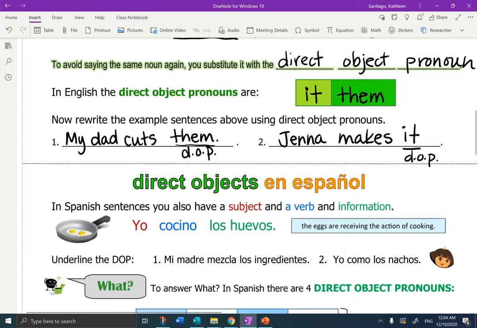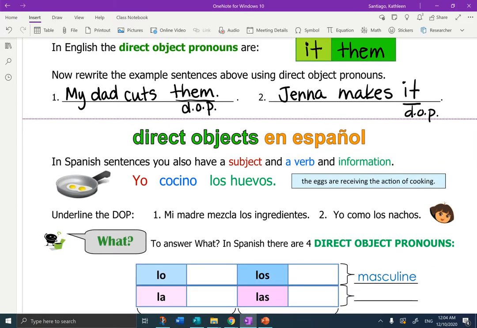Direct objects in Español. In Spanish sentences, you also have a subject and a verb and information. Yo cocino los huevos. The eggs are receiving the action of cooking. So when you say, what do I cook? I cook the eggs. So here, the eggs are your direct object. But I don't want to keep saying the eggs, so I'm going to learn how to say the direct object pronouns. But again, let's look at the sentences.